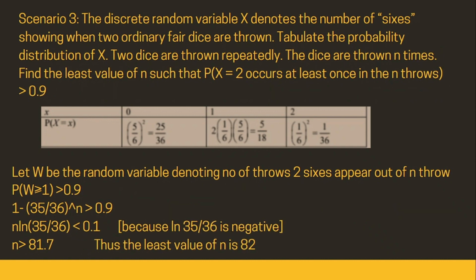In doing so, we can solve it more simply by making it n ln(35/36), by applying log to both sides and bringing the 35 over 36 power n to the other side. We then make n the subject, which in this case means that n is greater than 81 over 7, which therefore means that the least value of n is 82. Why we switch the signs is that ln(35/36) is less than ln 1, and because it's less than ln 1 it is negative. So that's why we can switch the inequality signs.